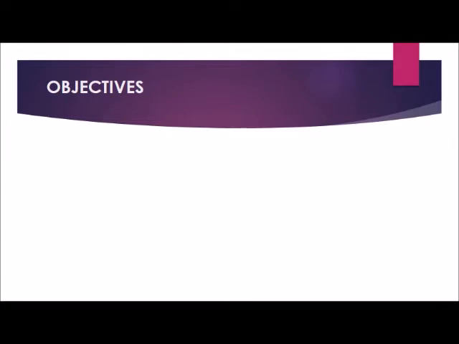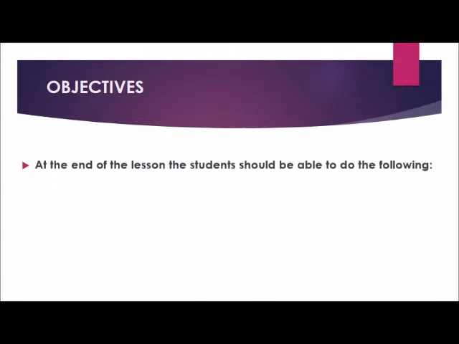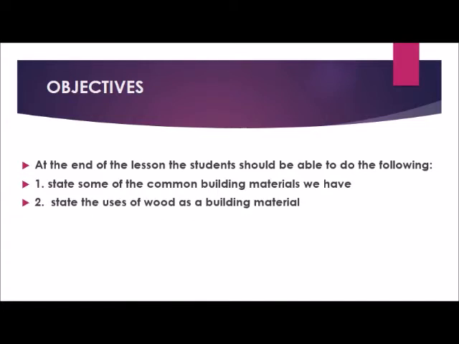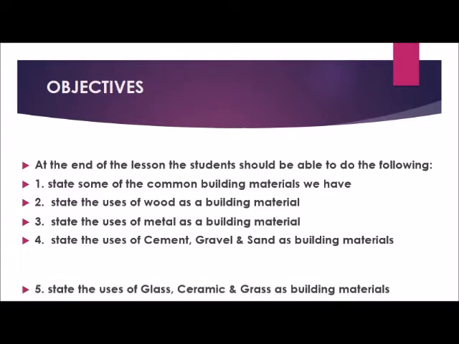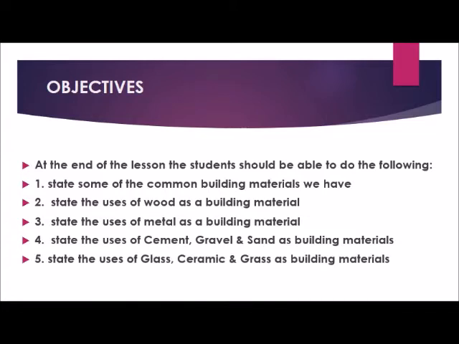Let us look at the objectives. At the end of the lesson, the student should be able to do the following. 1. State some of the common building materials we have. 2. State the uses of wood as a building material. 3. State the uses of metal as a building material. 4. State the uses of cement, gravel, and sand as building materials. 5. State the uses of glass, ceramic, and grass as building materials.